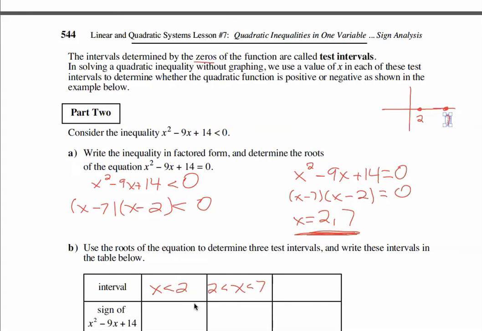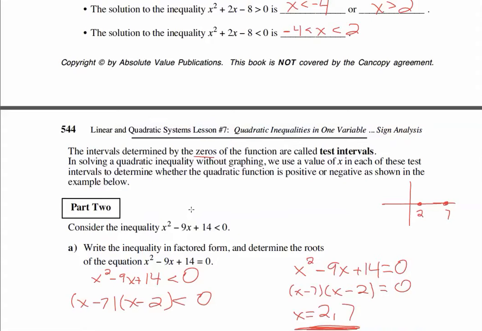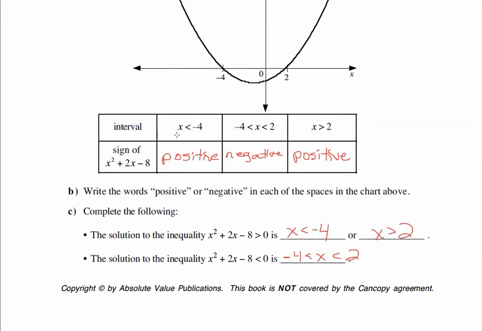So that's represented as follows. x is greater than 2 and less than 7. And then the last interval will be the section greater than 7. So now that I've done this, I want to determine the sign of my function, whether or not it's positive or negative for each of these three intervals. Remember, this is exactly what we did the page before. We had three intervals, and we determined the sign of the graph.